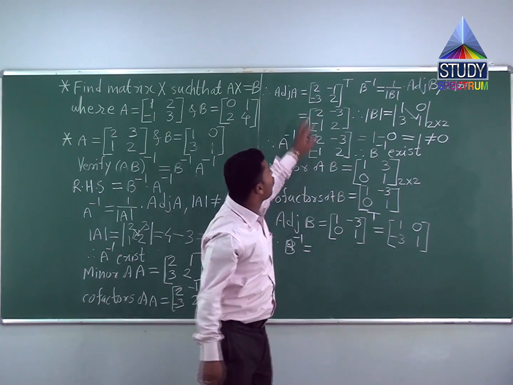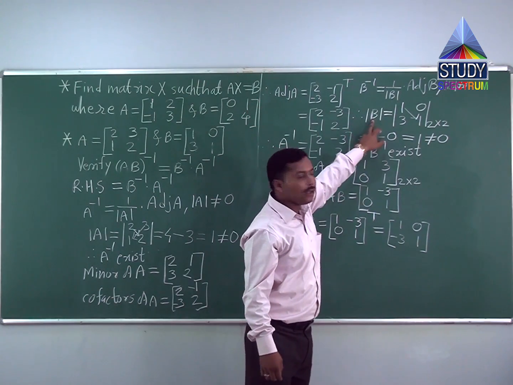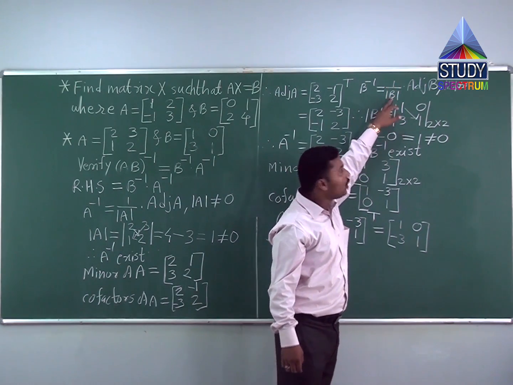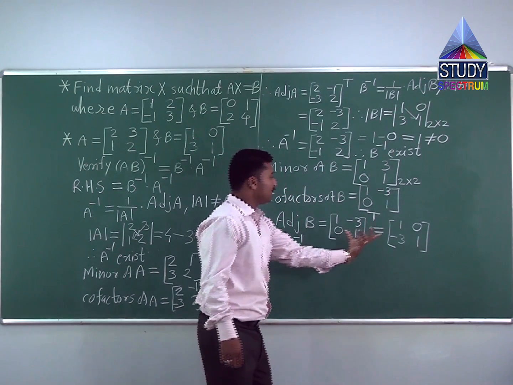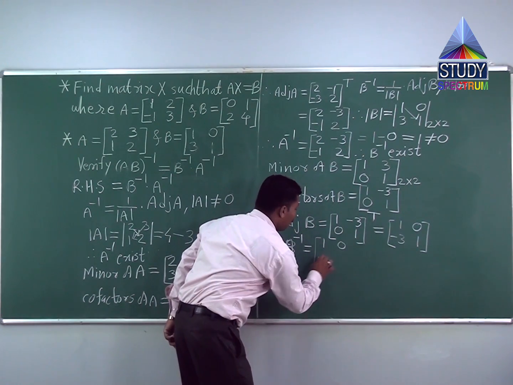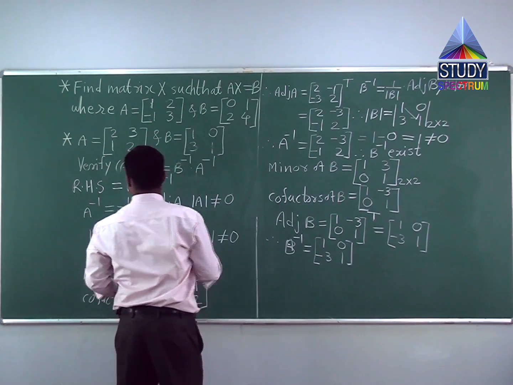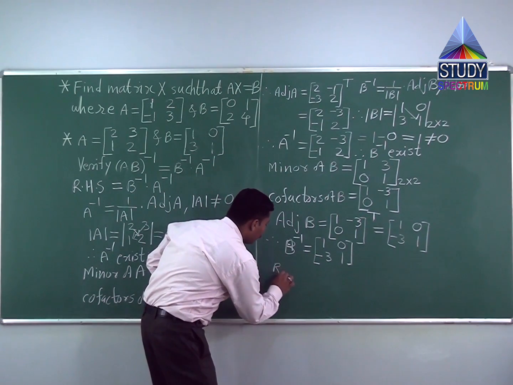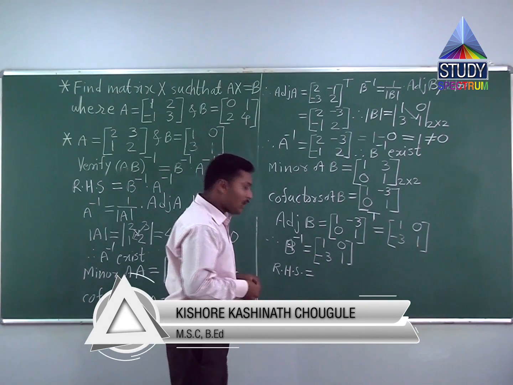What is B inverse by the formula? B inverse equals 1 upon determinant of B. What is the determinant of B? The value of the determinant of B is 1. So 1 upon 1 into adjoint of B, and the adjoint of B is this matrix. So B inverse equals 1, 0, minus 3, 1. And so now we find the RHS. What is the RHS? RHS equals B inverse into A inverse.